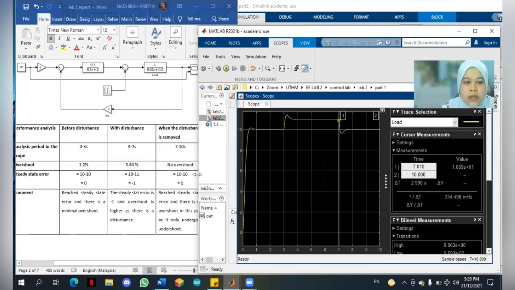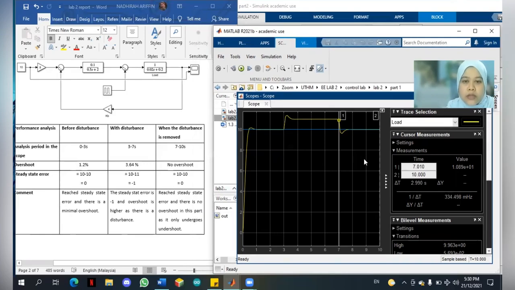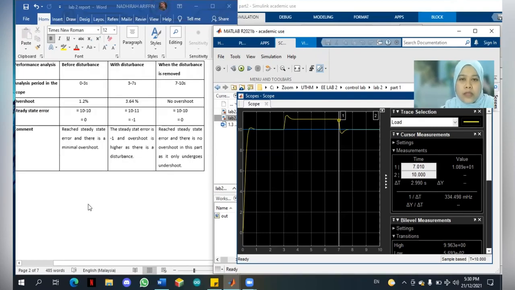And there is no overshoot since it is going down like this. And for the steady state error, it's 0 here. And for the comments for this, when the disturbance is removed, it reaches steady state error, and there is no overshoot in this part as it only undergoes overshoot like this. So I think that's all from me.